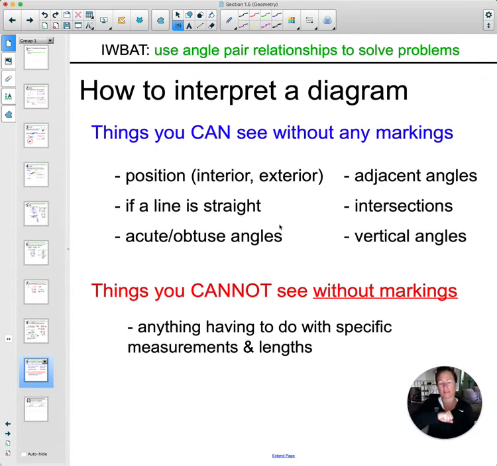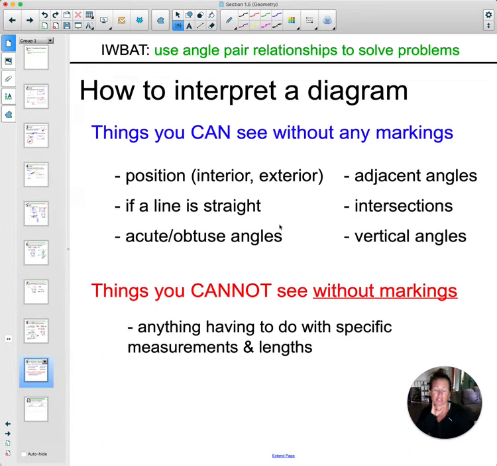So whether a point is inside or outside of an angle, if it's interior or exterior, you can tell. If you have a straight line, okay, so if a line is straight on the paper, it is a straight line, meaning you know that it's 180 degrees. That's a big one, because that gives you a number by seeing a straight line. You can tell if angles are acute or obtuse pretty much. If they're like this, you know it's acute. If it's like this, you know it's obtuse. If it's somewhere really close to 90, then you may not be able to tell that.